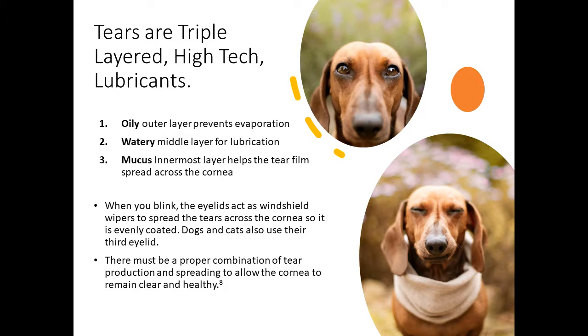Tears are triple-layered, high-tech lubricants. First, the oily outer layer prevents evaporation. Then, the watery middle layer is lubrication. And last, the mucus innermost layer helps the tear film spread across the cornea. When you blink, the eyelids act as windshield wipers to spread the tears across the cornea so it is evenly coated. Dogs and cats also use their third eyelid. There must be a proper combination of tear production and spreading to allow the cornea to remain clear and healthy.